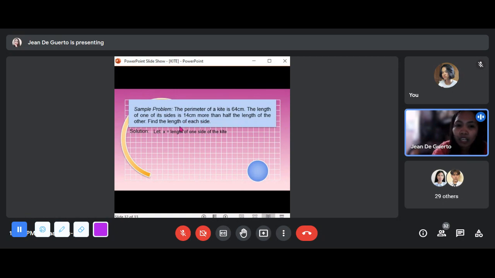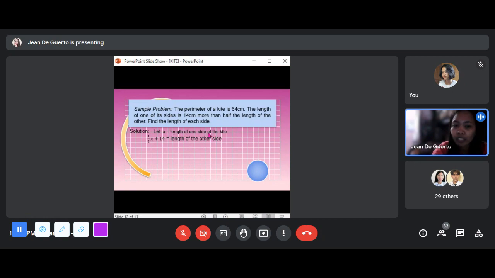So dito manggagaling yung 14 centimeters more than half the length of x. Okay, yung second side natin. So 14 centimeters more than half the length. So we have 1/2 of x plus 14. 14 centimeters more, so plus 14, than half the length of the other. So 1/2 of x. So that is the length of the other side.